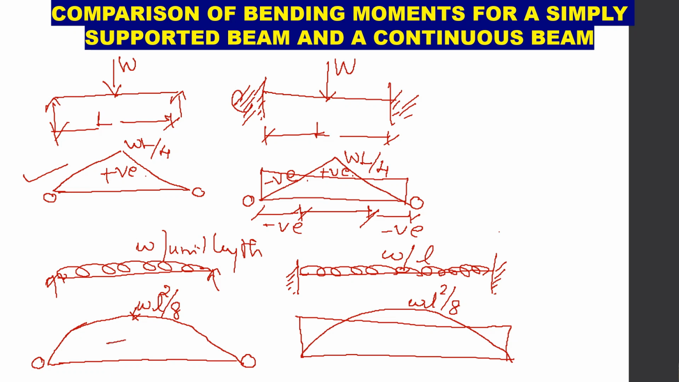So here this part is positive and this part is negative. So we will have negative bending moment at the supports and positive bending moment at the middle of the beam. So this concept we are going to extend for continuous beams.